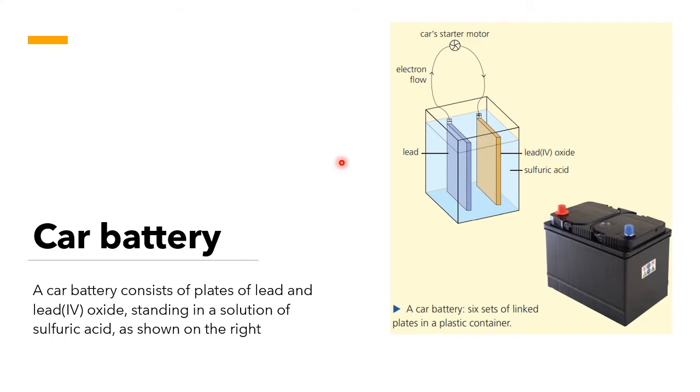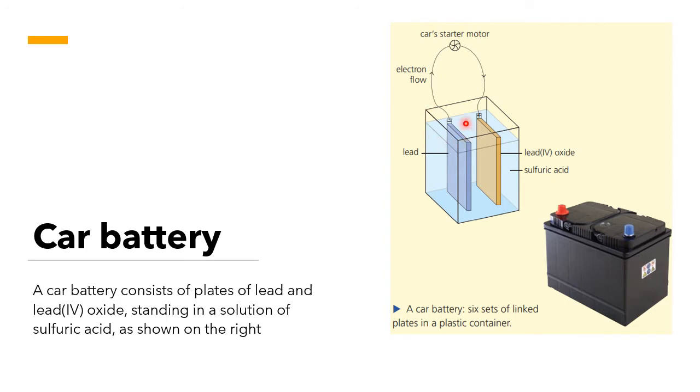Car battery. A car battery consists of plates of lead and lead(IV) oxide standing in a solution of sulfuric acid as an electrolyte, as shown on the right. Okay, yang ni lah. Okay, this is our electrodes and then electrolyte kita adalah sulfuric acid.